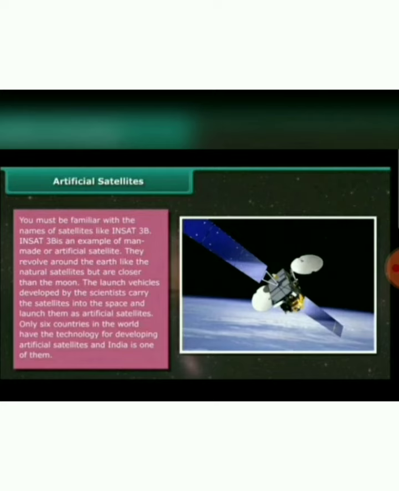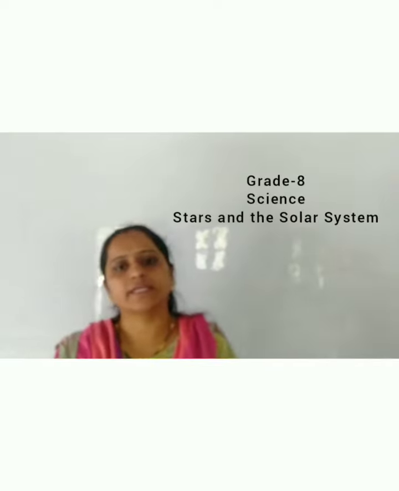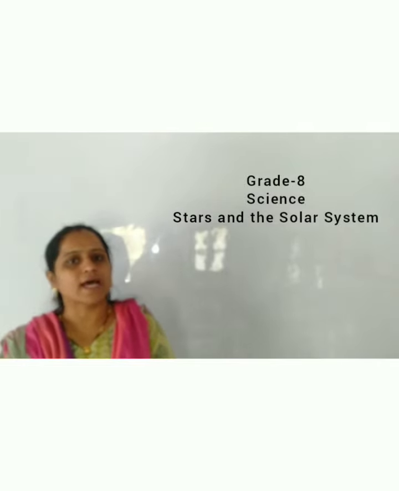Only 6 countries in the world have the technology for developing artificial satellites, and India is one of them. Artificial satellites have many practical applications. They are used for forecasting weather and transmitting television and radio signals. They are also used for telecommunication and remote sensing. So why are artificial satellites used? For telecommunication and remote sensing.